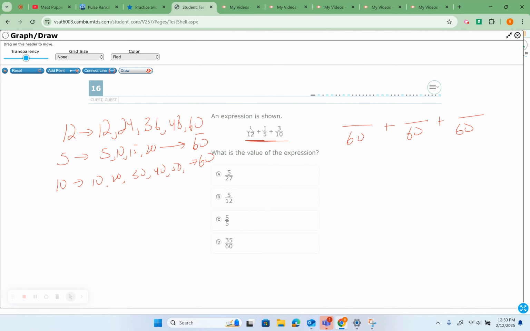Then what times 12 gives me 60? 12 times 5, right? 1, 2, 3, 4, 5. 5 times what gave me 60? Well, 5 times 12. And then 3 times what gave me 60? 1, 2, 3, 4, 5, 6. 3 times, let's see here, 6 times 18.